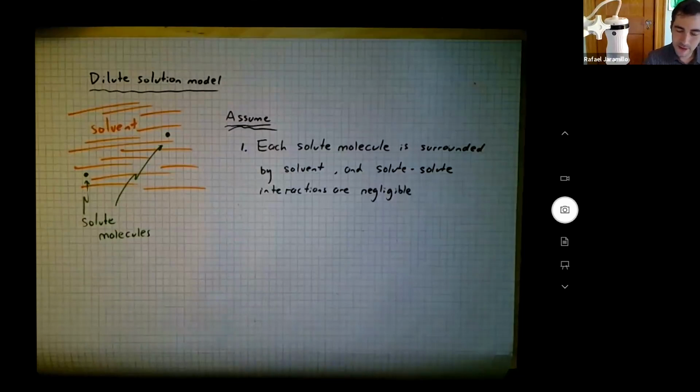Completely surrounded by solvent, and all of its thermodynamics are dominated by solute-solvent interaction. So that's the first assumption.